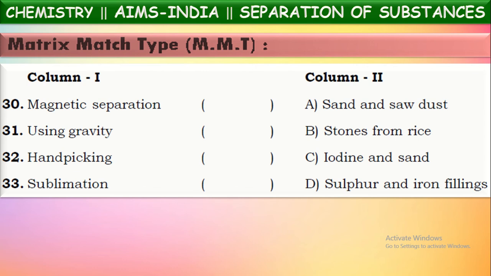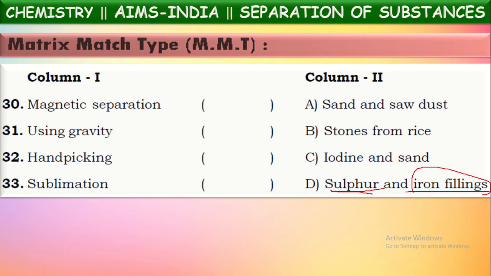First, say magnetic separation. By using magnetic separation, which mixture can be separated out of these all? Observe once, the mixture is given, sand and sawdust. Both are non-magnetic, so this mixture cannot be separated. And if you say stones from rice, that is also not correct. Iodine and sand, not. Sulfur and iron filings. If you see the D option here, sulfur and iron filings. Out of these two, iron filings are magnetic in nature, whereas sulfur is non-magnetic.